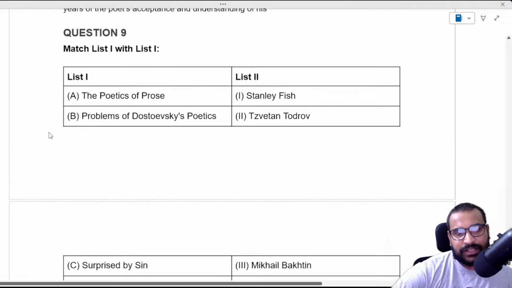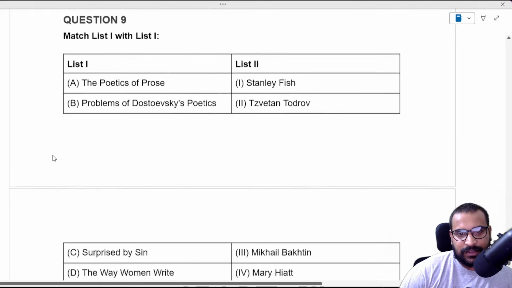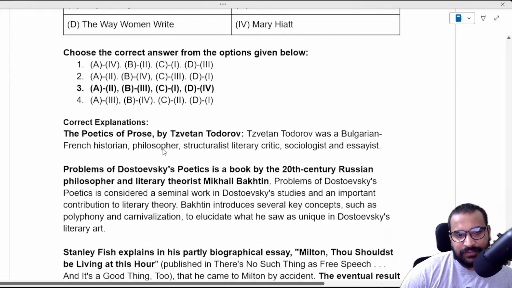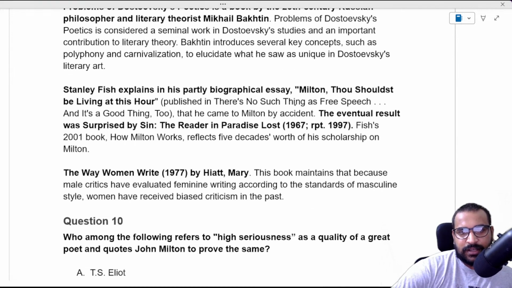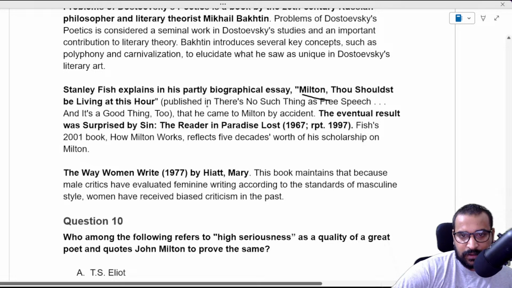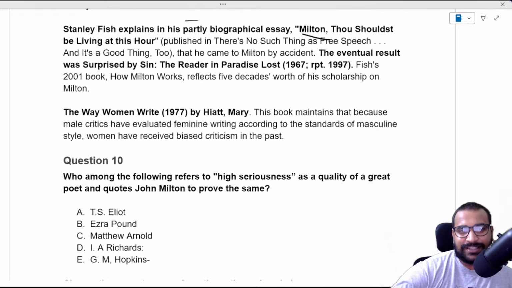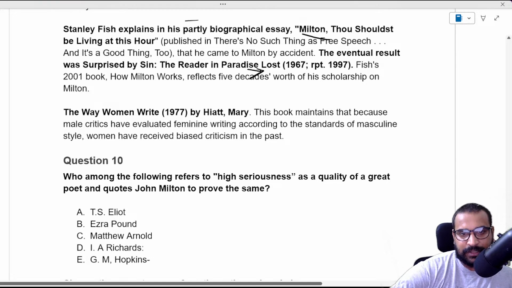So the poetics of prose, the problem of Dostoevsky, surprised by sin, the way women write. Surprised by sin, why have we mentioned it here? Because he actually took this line, Milton, thou shouldst be living at this hour, from the London sonnet, and he has mentioned it there. He took the line and talked about it, surprised by sin, the reader in Paradise Lost. So that Surprised by Sin is actually based on Paradise Lost, all the critical aspects of it.